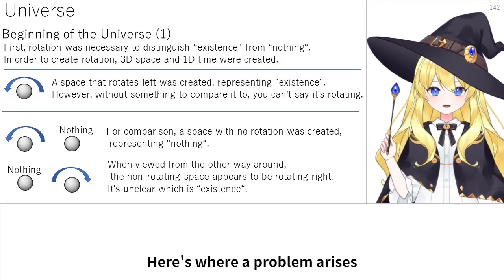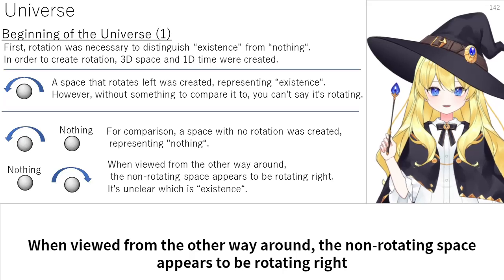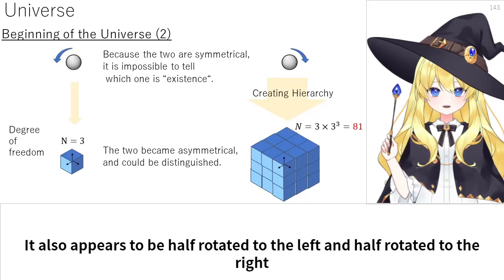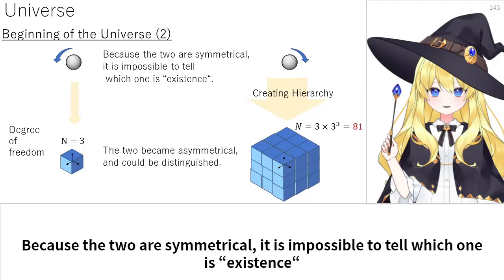Here's where a problem arises. When viewed from the other way around, the non-rotating space appears to be rotating right. It's unclear which is existence. It also appears to be half rotated to the left and half rotated to the right. Because the 2 are symmetrical, it is impossible to tell which one is existence.